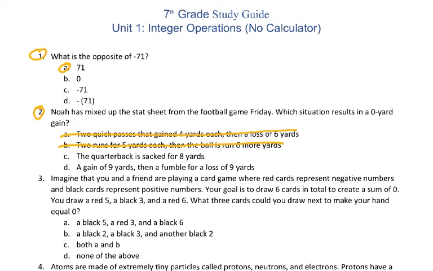If the quarterback is sacked for 8 yards, nope, that's just negative 8. And then D says a gain of 9 yards, then a fumble for a loss of 9. So a gain of 9, loss of 9 ends up being 0.